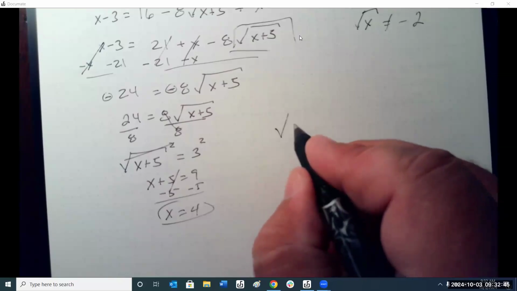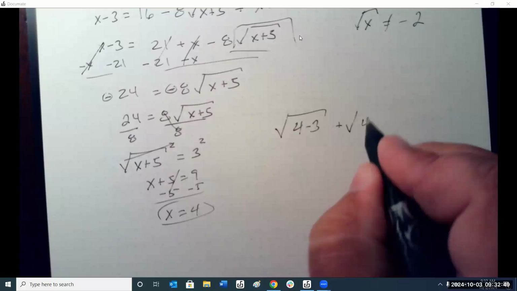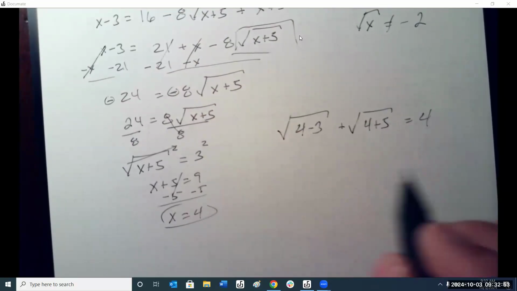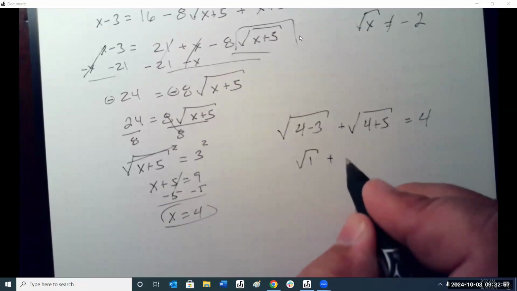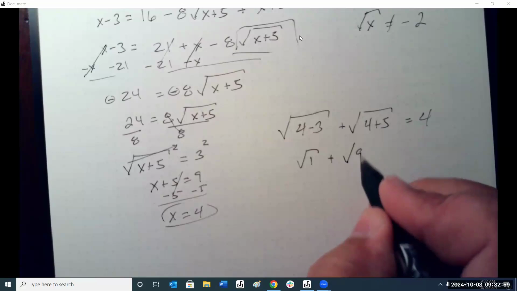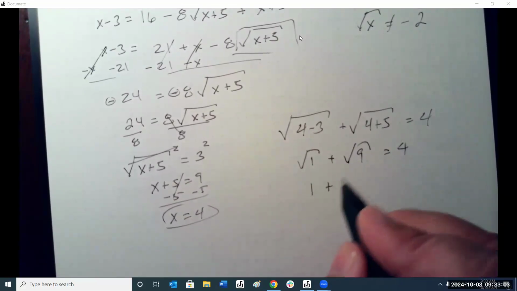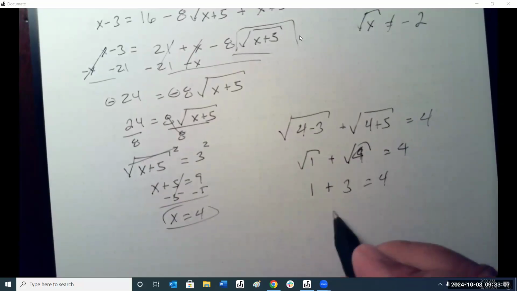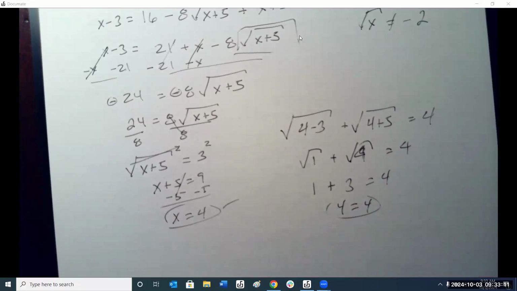And if I plug 4 back into the equations, 4 minus 3 is 1. 5 plus 4 is 9. Square root of 1 is 1. Square root of 9 is 3. So we have 4 equals 4. So that's a good answer.